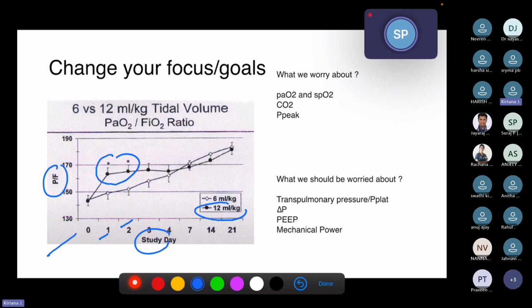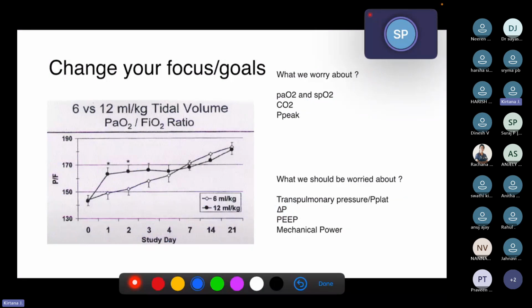So what we worry about on a day-to-day basis is we worry about the PO2 values, we worry about the saturation, we worry about the CO2 values, we worry about the P peak. But in fact, what we should be worried about in our patients is we should look at the transpulmonary pressure, we should look at the plateau pressures, the driving pressures, we should try to set the optimal PEEP and try to reduce the mechanical power.